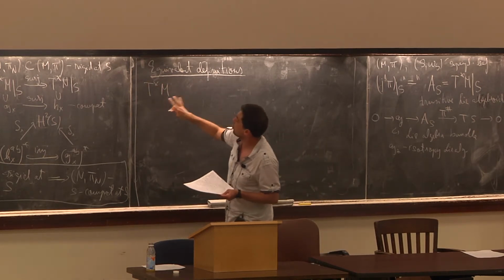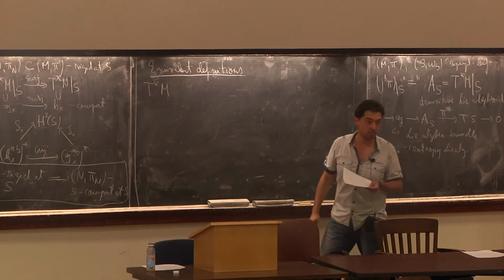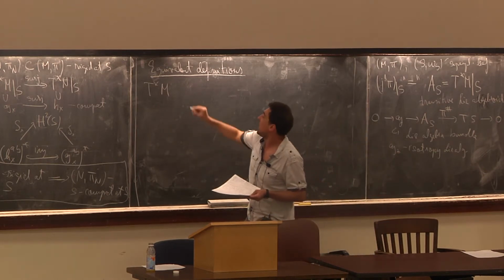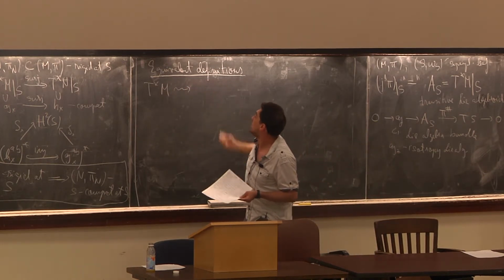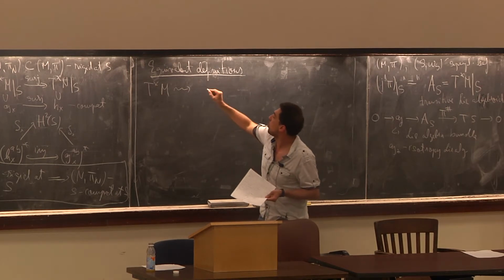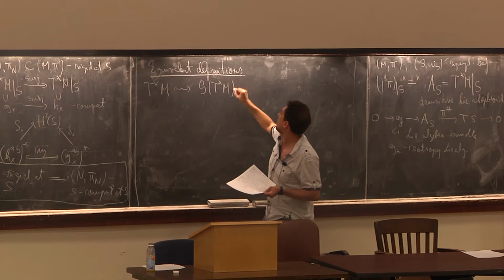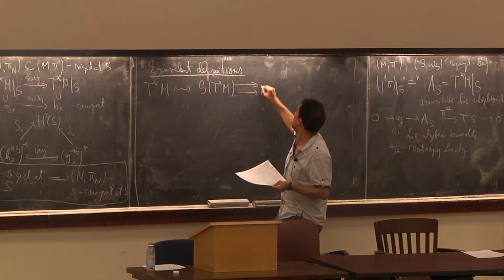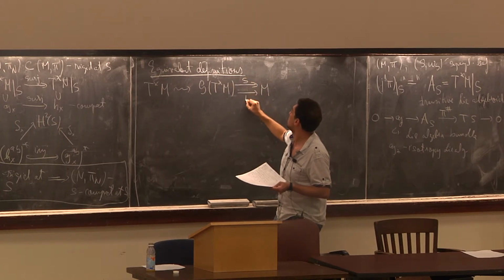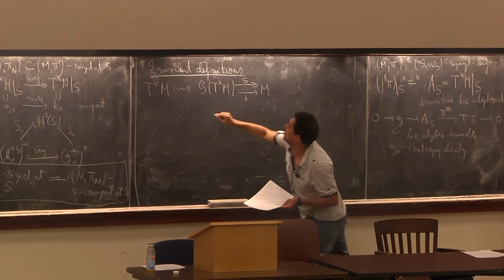So to every Poisson manifold, you can associate a Lie algebroid, T star M. And then to the Lie algebroid, you can associate an object which is called the Weinstein groupoid of the Lie algebroid. So this is the Weinstein groupoid.